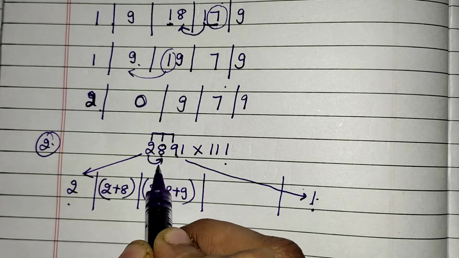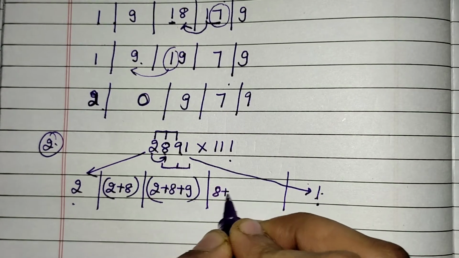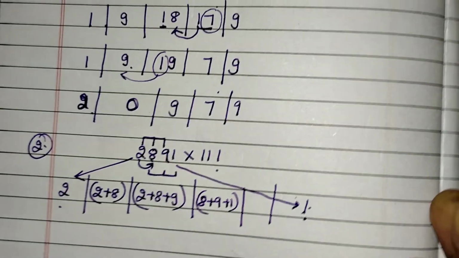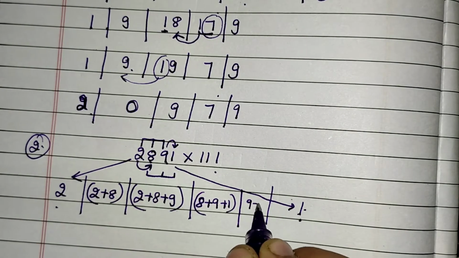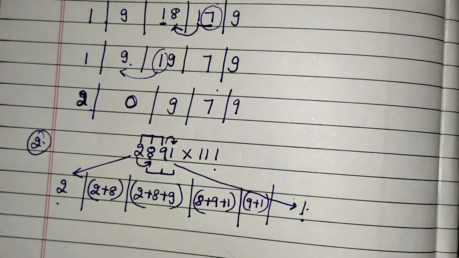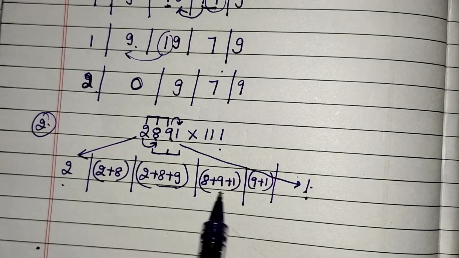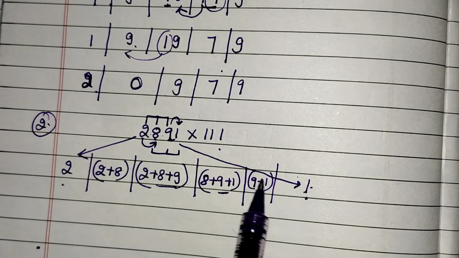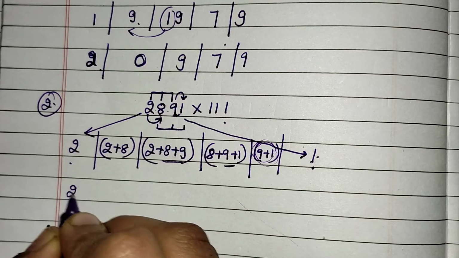Now you will take the second, third and fourth digits, that means 8 plus 9 plus 1, and then you will take the last two digits, which are 9 plus 1. Okay, as long as you have three digits you can write down the sum of the three digits, but at the last, when you have only two digits, then you will do the sum of only two digits. So write down the answer then.